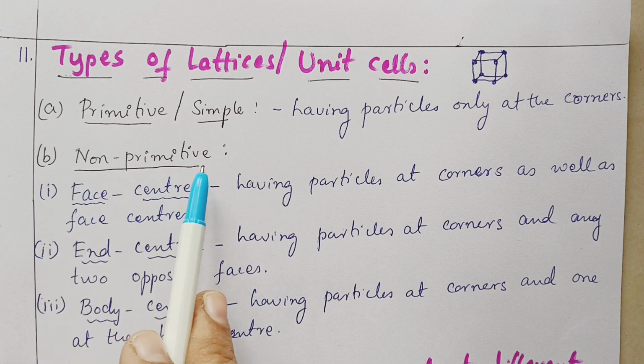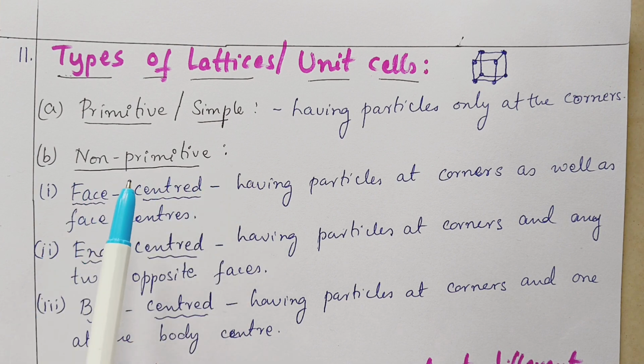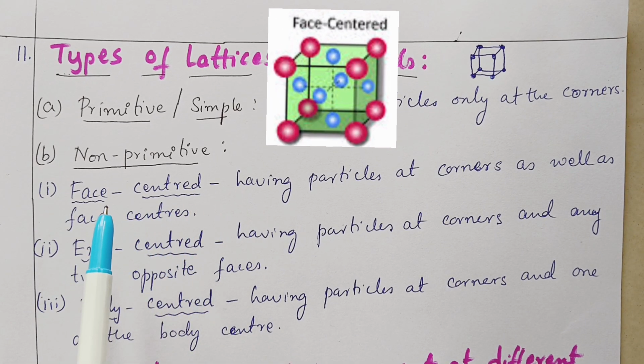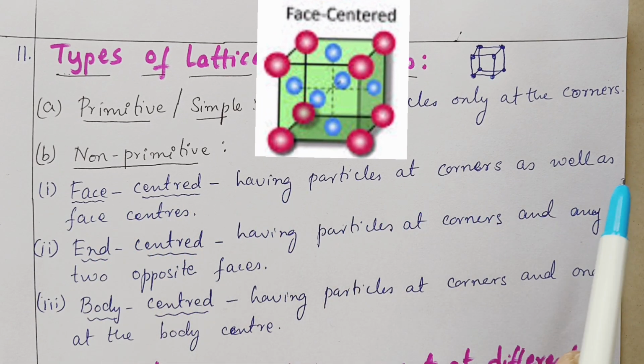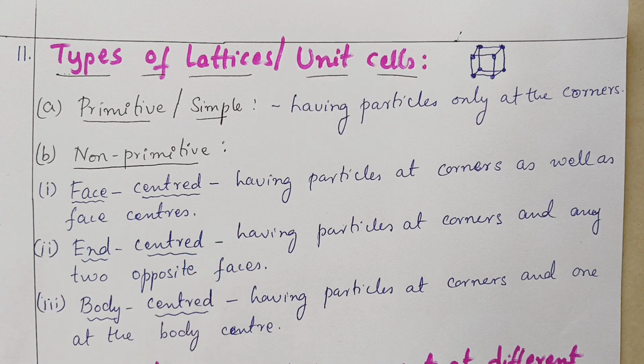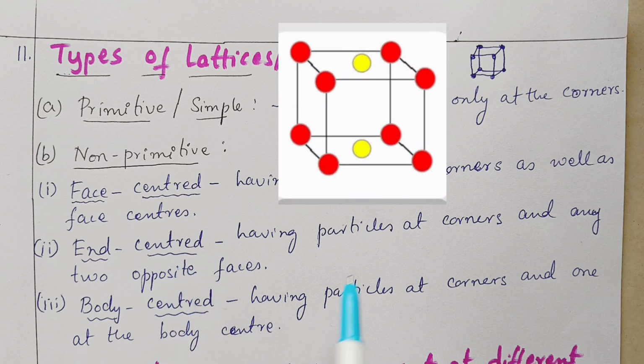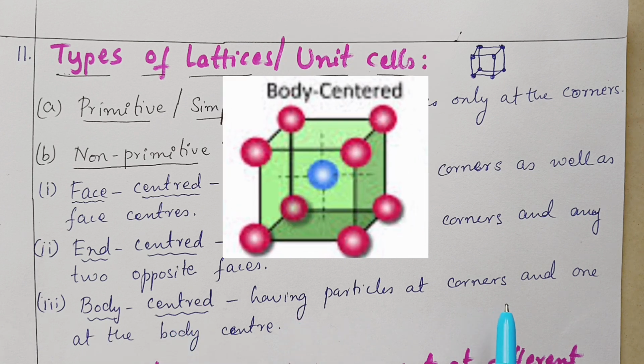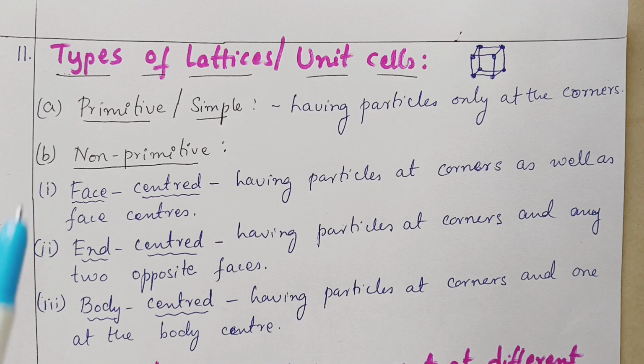Second type is non-primitive unit cell. Under that we have three types. First one is face-centered unit cell. These unit cells have particles at the corners as well as face centers. Second type is end-centered unit cell. They have particles at the corners and any two opposite faces. Third type is body-centered unit cell. They have particles at the corners and one at the body center. I hope types of unit cells is clear to you.